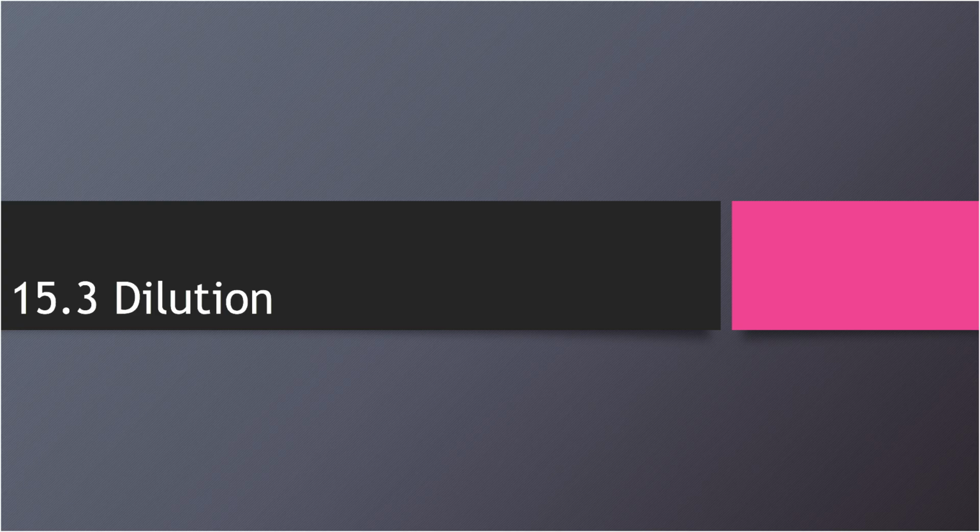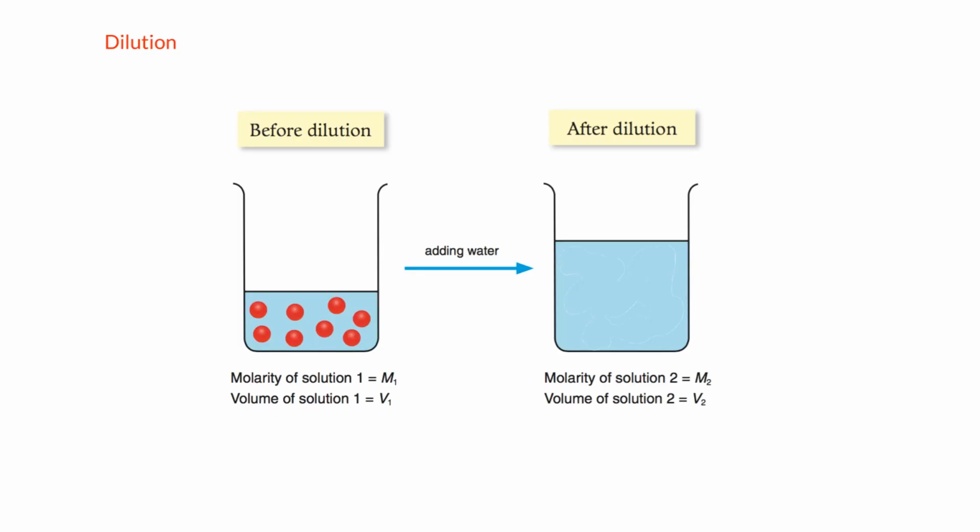15.3, we're going to learn the concept of dilution. Dilution means that in the process, we add water into a solution. For example, in this case, we have 8 particles in the solution, and after we add water in it, we'll know that the concentration of the solution will go down. But why is it happening like this?